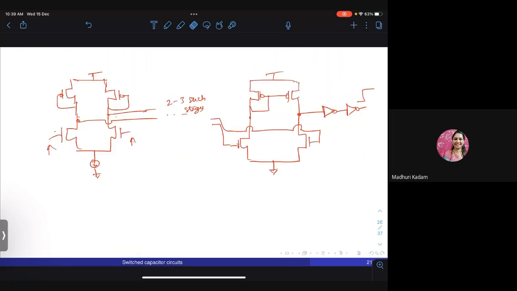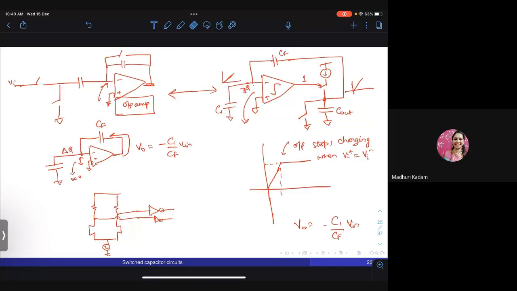So this is how we can make a switch capacitor amplifier without using any amplifiers, by using only switches, comparators, and capacitors. Okay. So one of the concerns with this is that what will be the speed of this comparator?